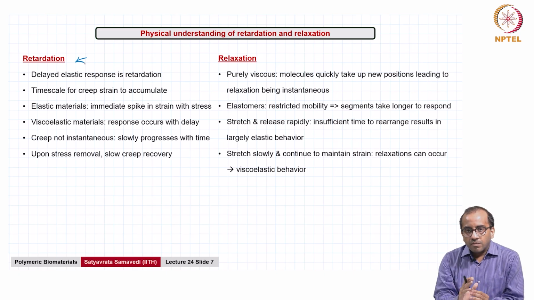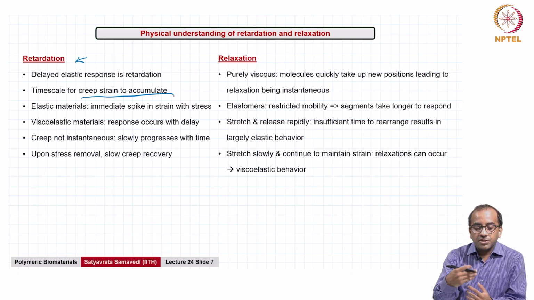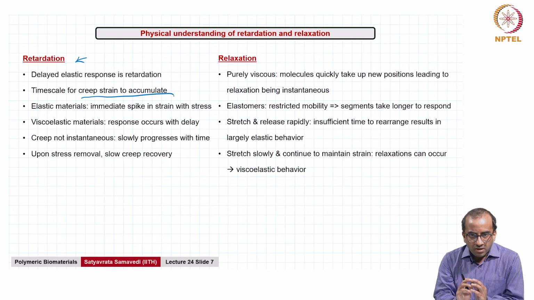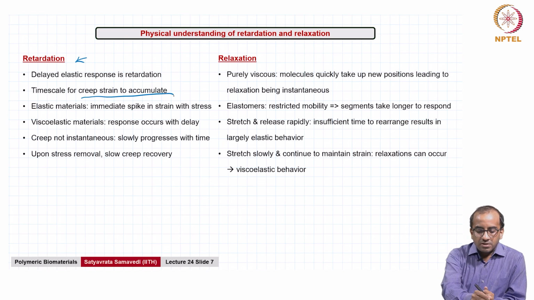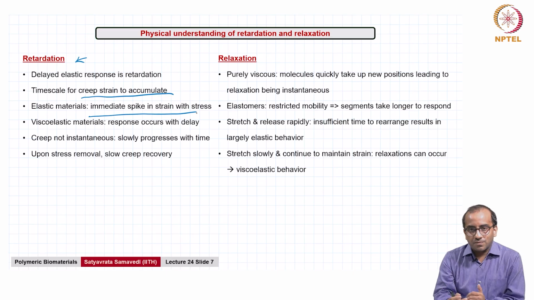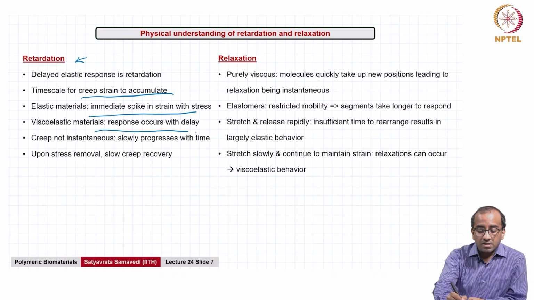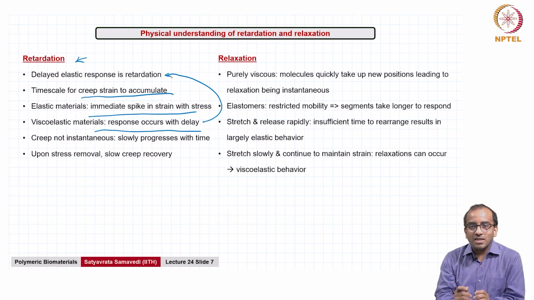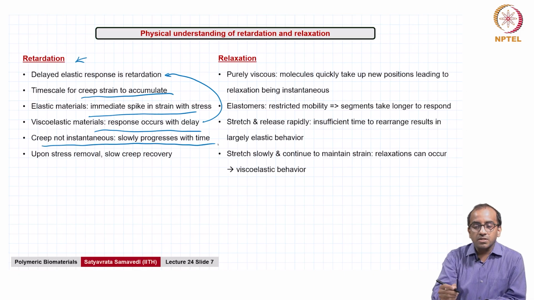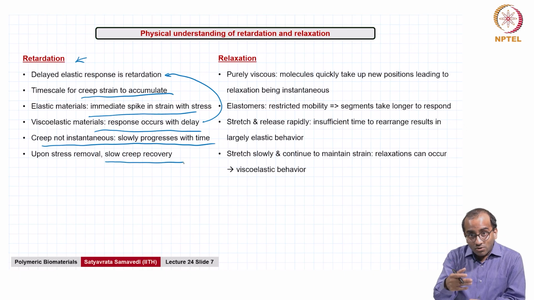Essentially, the retardation time can be thought of as the time scale over which the creep strain accumulates. Now, if you take purely elastic materials or solids, there's going to be an immediate spike in strain with stress, but that's not the case for a viscoelastic polymer, right? You're going to have a response that occurs with some delay, and that delayed, quote-unquote, elastic response can be thought of as retardation, where the creep is not instantaneous but slowly progresses over time. And even after removal, you get slow creep recovery, but again not full recovery.